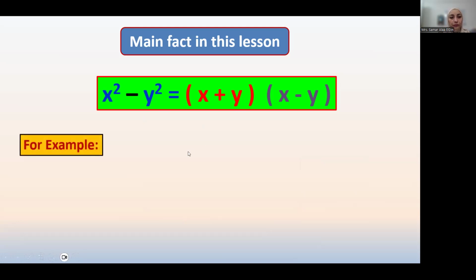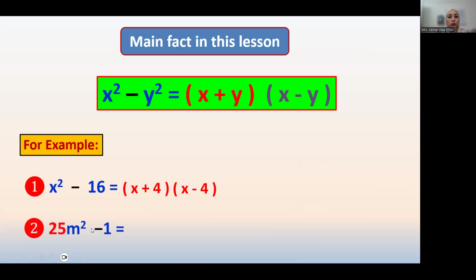For example, x power 2 minus 16. We write two brackets, the square root of the first is x and x, the square root of the second is 4 and 4, and one is positive and the second is negative, or the first is negative and the second is positive, whatever.